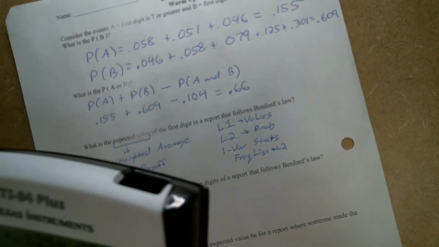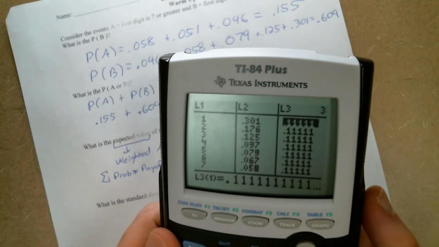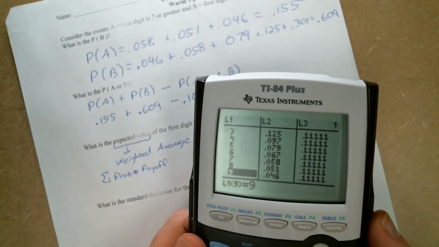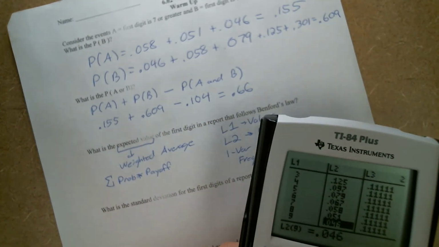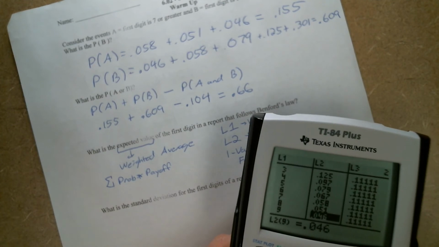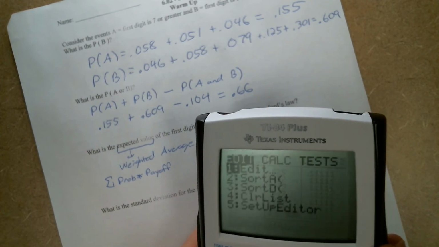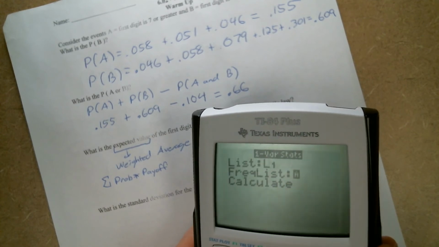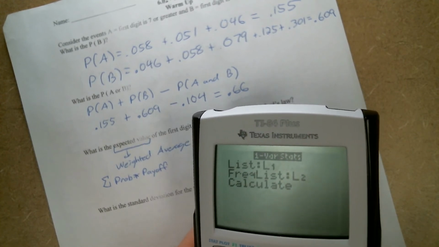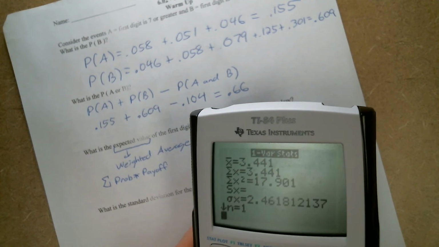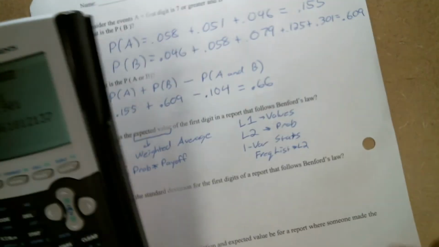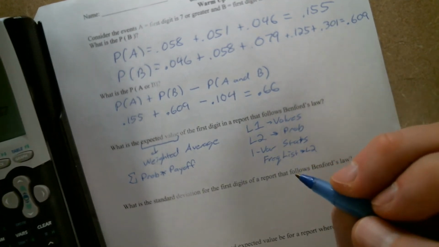All right, so I've already gone in and typed all of those in. So there's 1, 2, 3, 4, 5, 6, 7, 8, 9. Those are the values, and those are the probabilities that go along with those values. So if I go to stat calc, one variable stats, L1 is my list, L2 is my frequency list, and then I calculate that. It's going to give me the average value of 3.441.